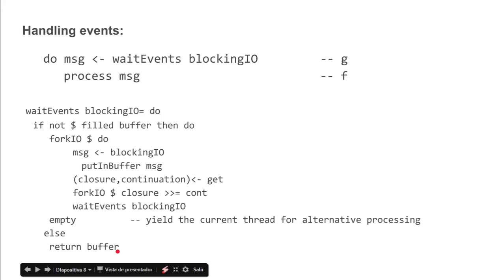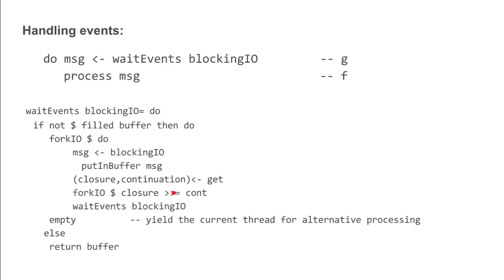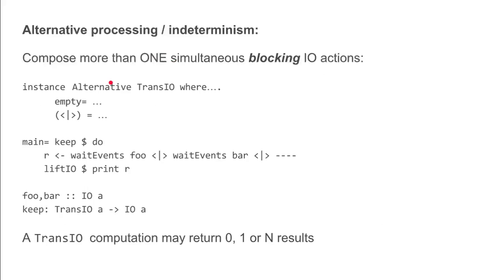So the next thing executed is the continuation, which is this. So we have threads continually being produced by wait event, and they all are processed by the message, by the continuation. So we managed to make a blocking IO operation not block, using different threads, but at the same time we have composability.